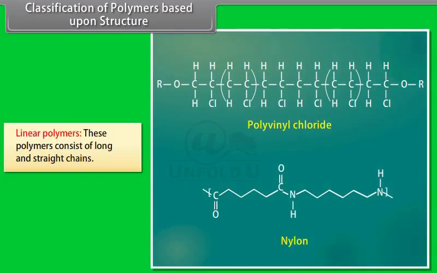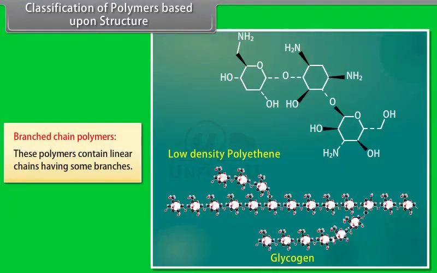Classification of polymers based upon structure. Under this type of classification, there are three subcategories. Linear polymers. These polymers consist of long and straight chains. For example, polyvinyl chloride and nylon. Branched chain polymers.